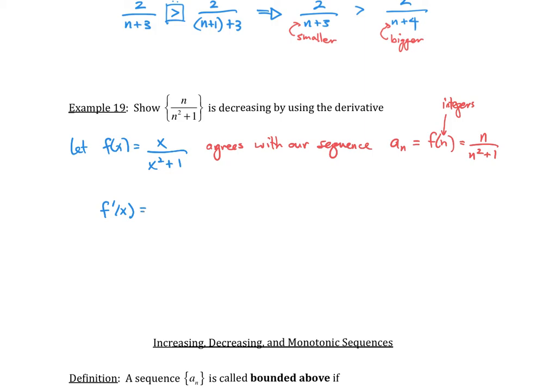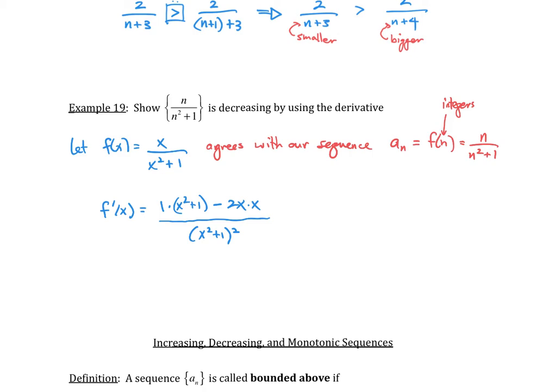And the derivative of f, I need to use the quotient rule. So the derivative of the top function is 1. I want to keep the bottom, which is x squared plus 1. I subtract what I get when I take the derivative of the bottom, which is 2x. And then I keep the top function, which is x. And then I am going to divide by the bottom squared, which is x squared plus 1 quantity squared.